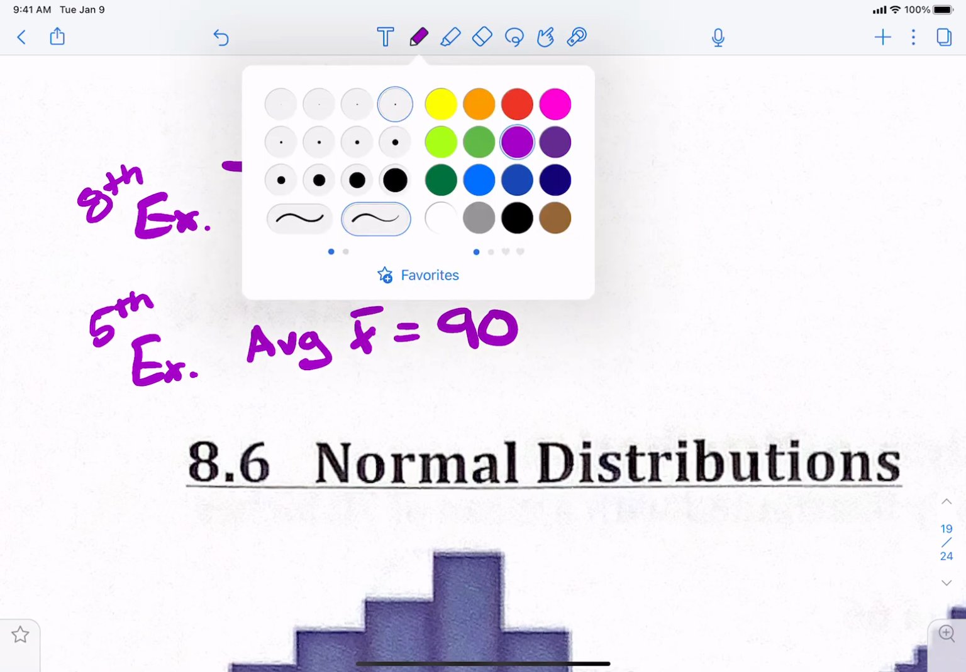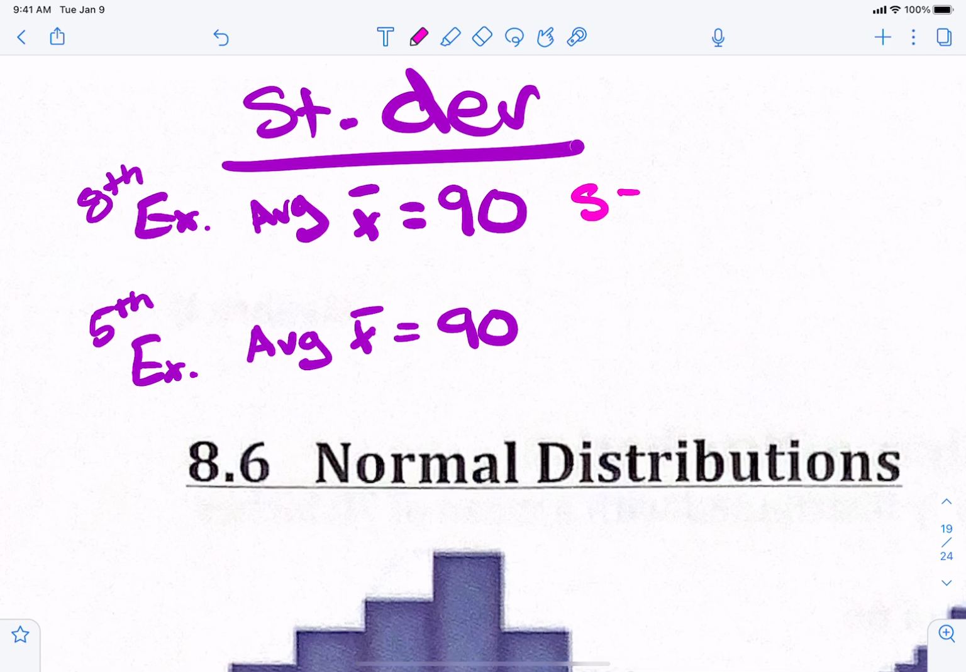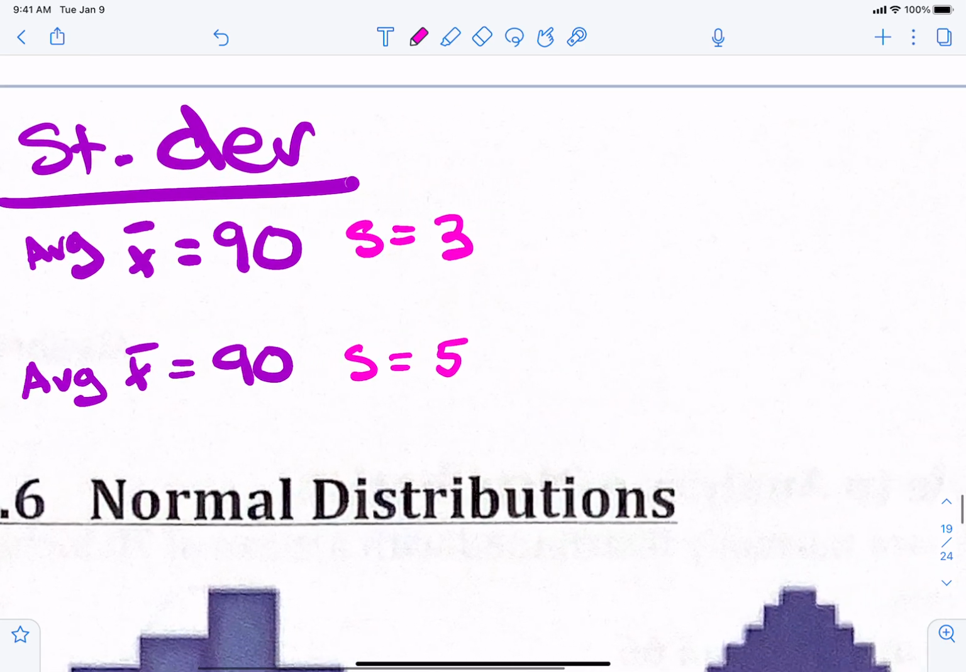But now I'm going to throw a wrench in there and say your standard deviation is 3 versus their class's standard deviation, let's say, is 5. So they're actually doing better. Kind of. Okay? They're all getting the same. So let's do this, okay?